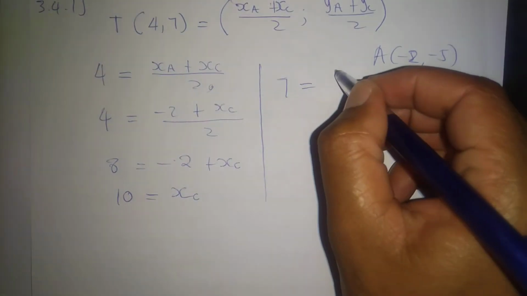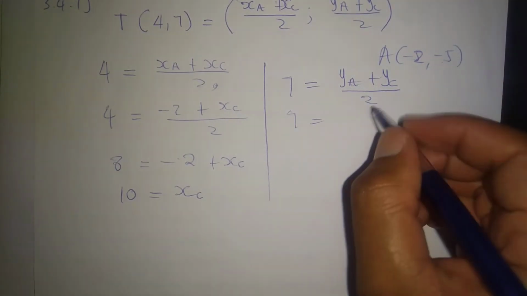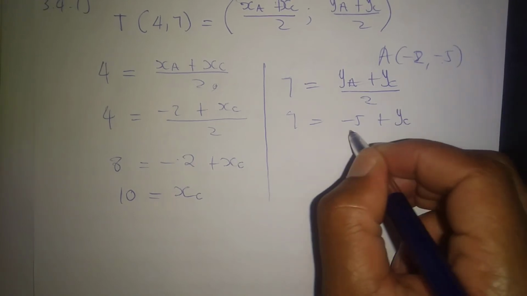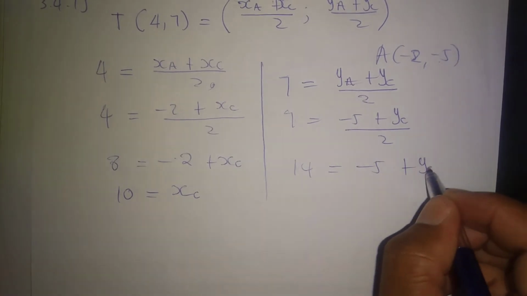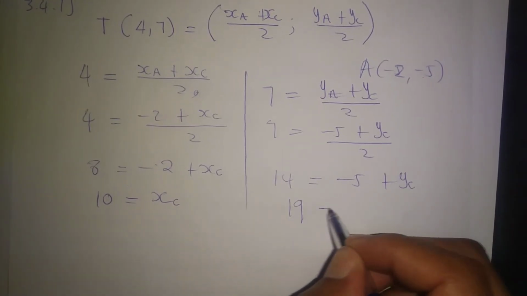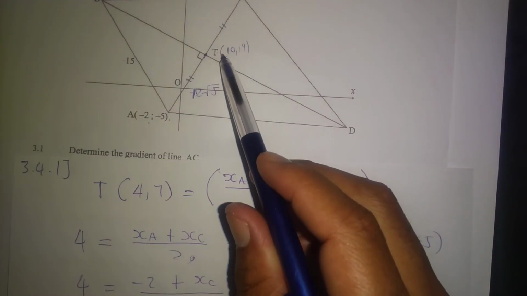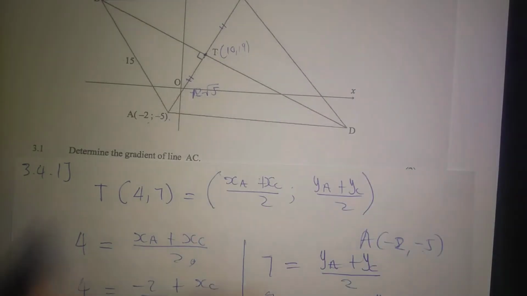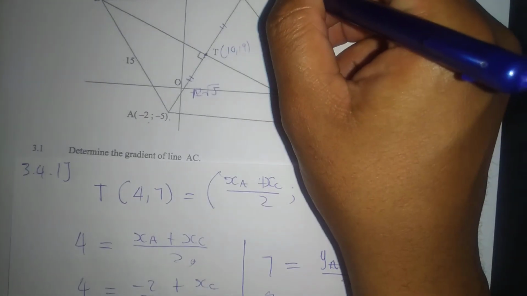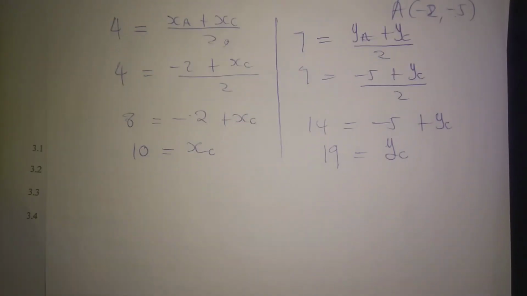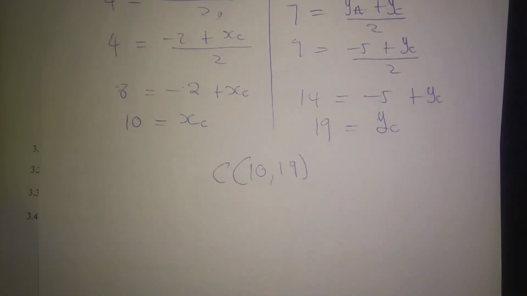Now 7 is equal to YA plus YC divided by 2. 7, YA is minus 5 plus YC, divided by 2. Cross multiply, it's 14 equals minus 5 plus YC. Transpose, it's 19 for YC. So alright, now we can see the coordinates of C. My coordinates of C are 10 and 19. So my coordinates of C are 10 and 19. Right.